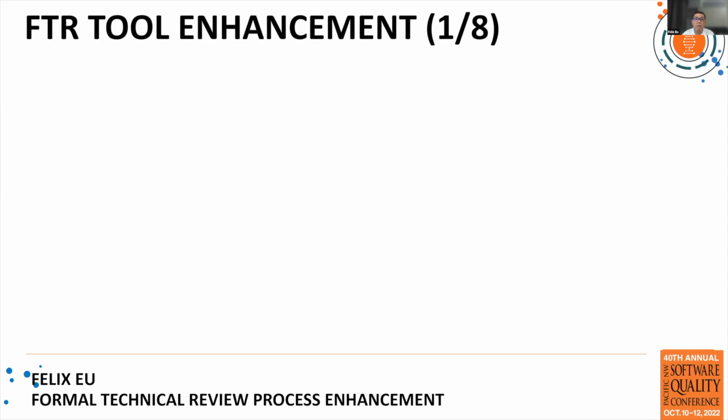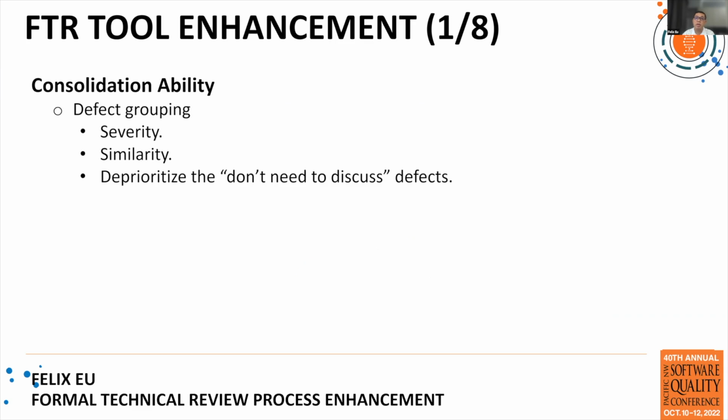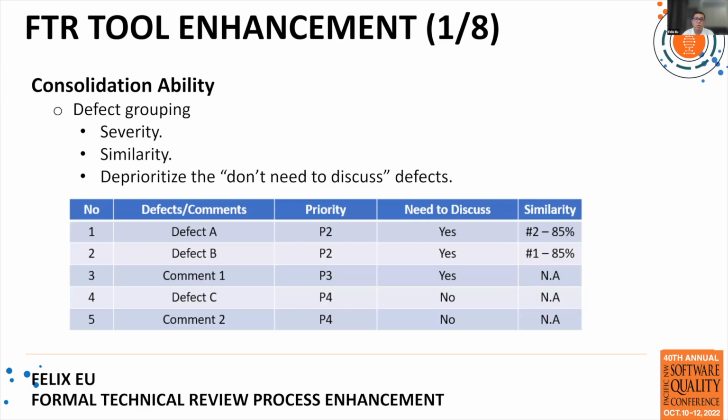Next, let me cover the FDR2 enhancement. We have identified recommended areas for the FDR2 enhancement. The first is the consolidation ability. The FDR2 should be able to group the defects or feedback based on severity from the highest to the lowest, and to always prioritize the discussion on the critical issue.